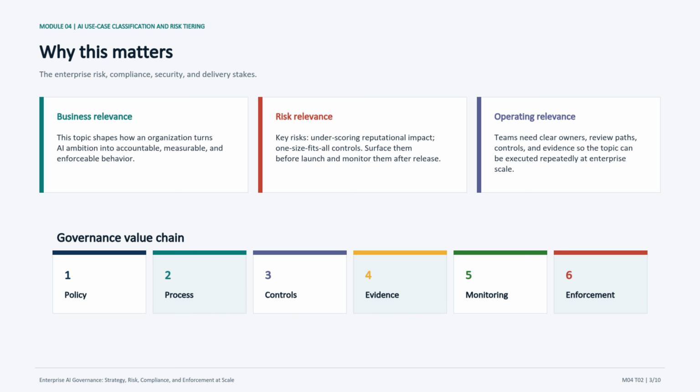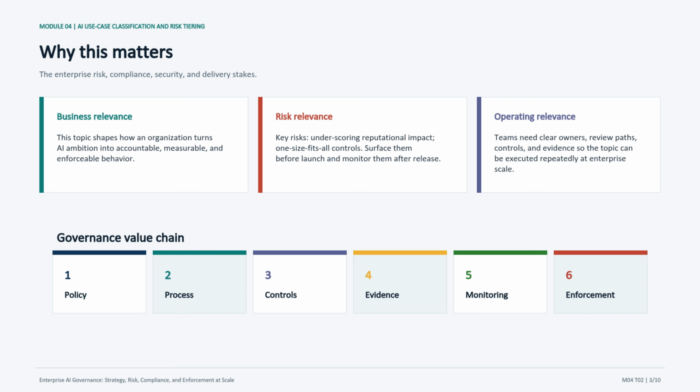Risk scoring by business impact, data sensitivity, and user exposure matters because AI governance is not only about writing policies, it is about preventing unmanaged AI behavior from becoming business, compliance, security, or reputational risk. The risk side is especially important here. For this topic, the common failure modes include underscoring reputational impact, one size fits all controls, and unapproved escalation. I would pause on each one and ask the class, what would the first warning sign look like in production?